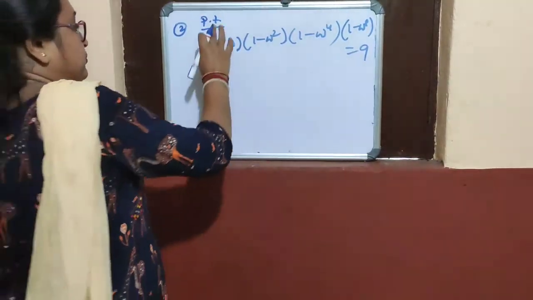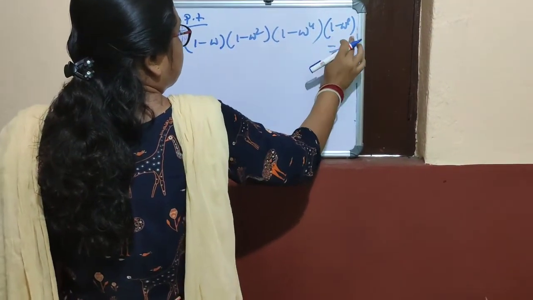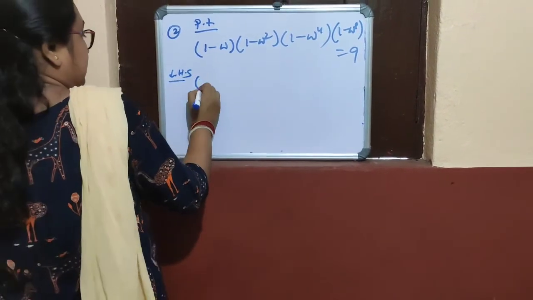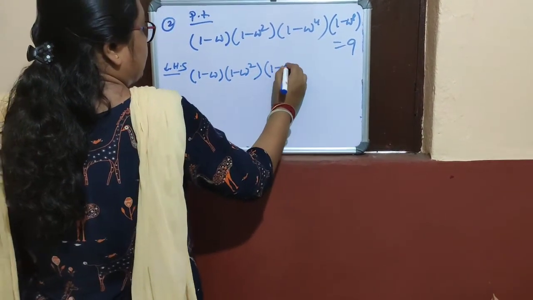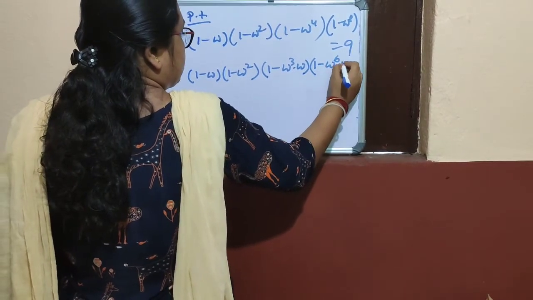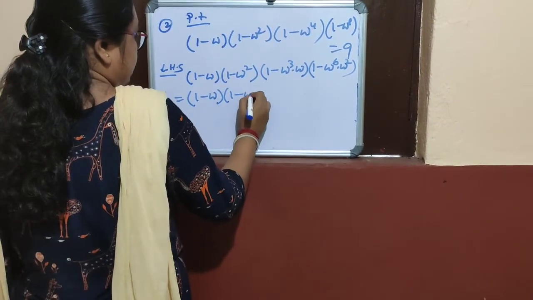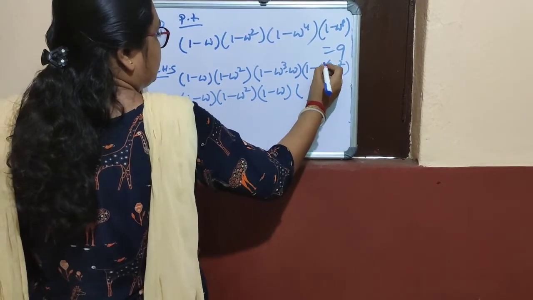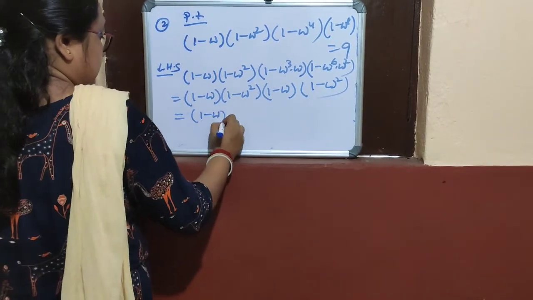Okay. To prove that (1 minus omega)(1 minus omega square)(1 minus omega to the power 4)(1 minus omega to the power 8) is equal to 9. Start from LHS. Okay. 1 minus omega, 1 minus omega square. This is equal to 1 minus omega cube into omega, this is equal to 1 minus omega to the power 6 into omega square. Omega cube is 1, only you write 1 minus omega. Omega to the power 6 is also 1, you write omega square.